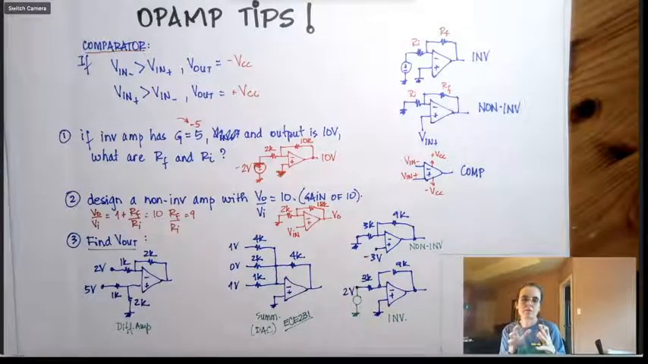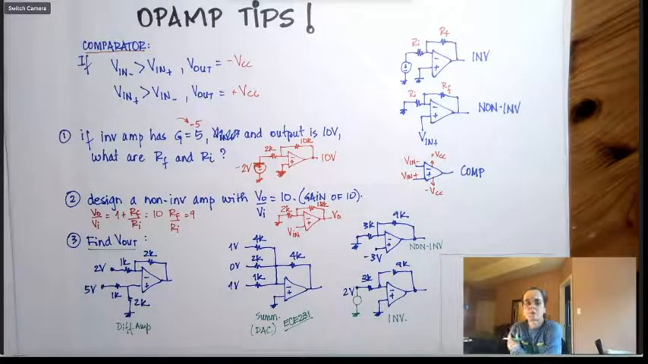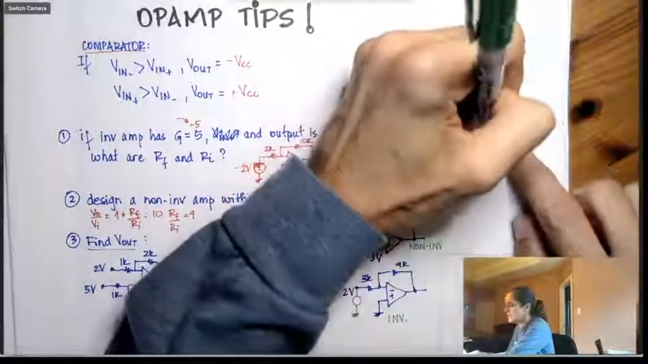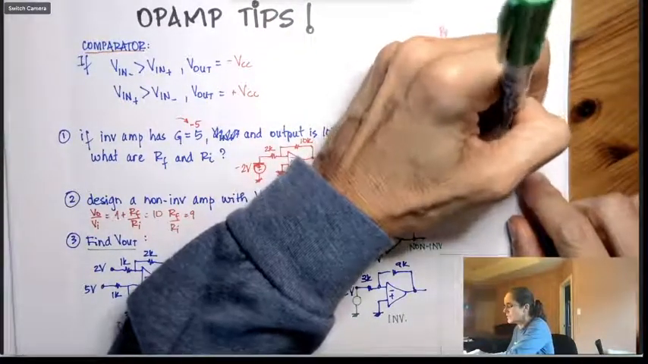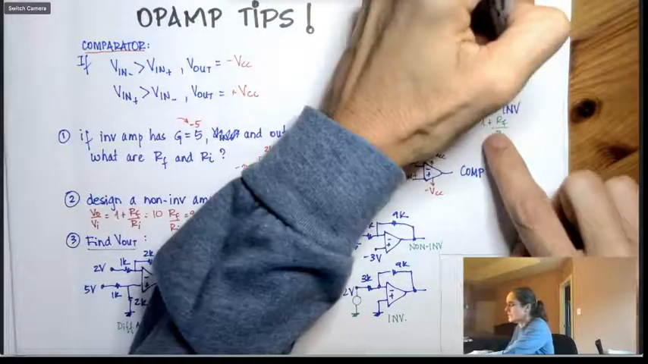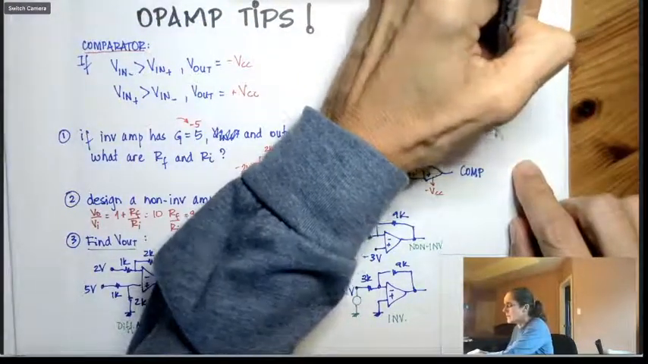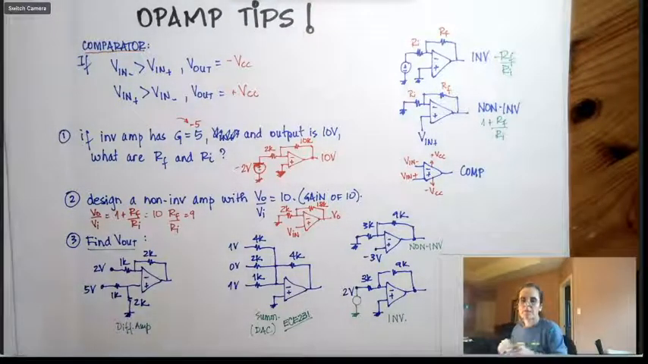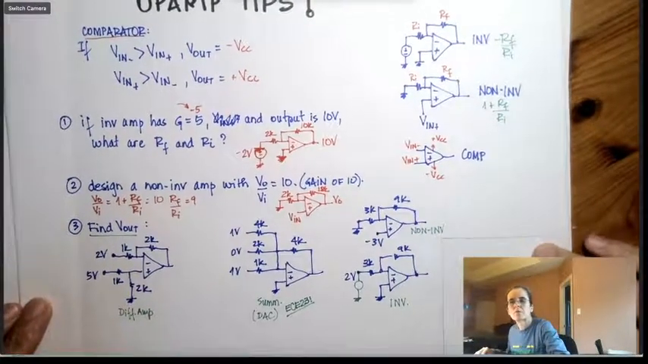For each one of these configurations, I have a video figuring out the formula, the V out over V in, and I don't expect you to have to derive those formulas, but I expect you to remember them. For example, the gain here is 1 plus RF over RI, and the gain here is minus RF over RI. For the second exam, you will have to show that you remember those.